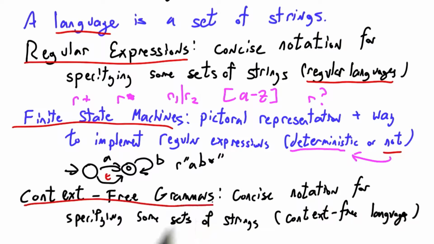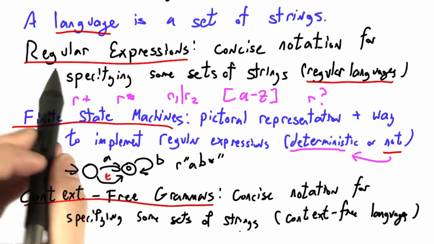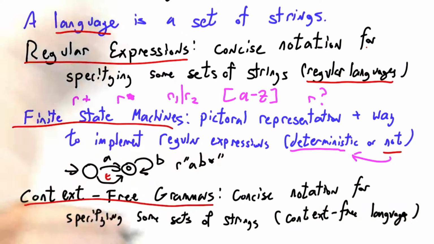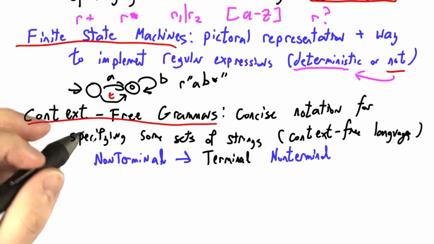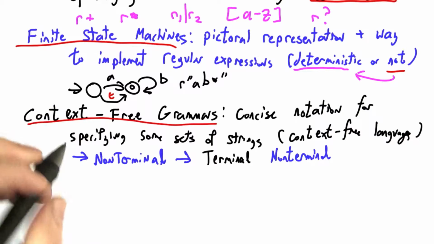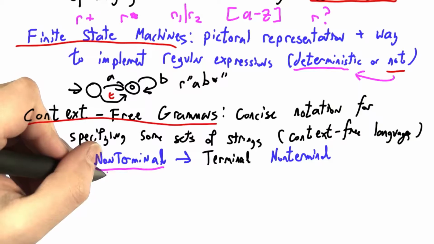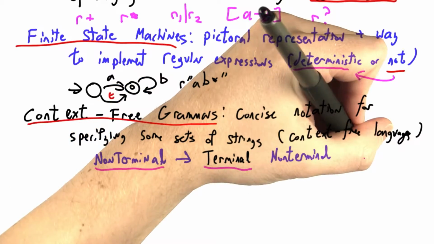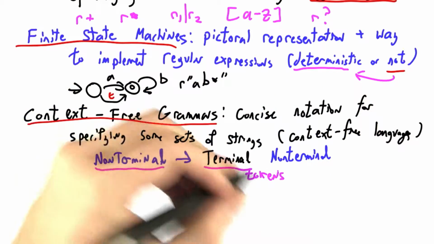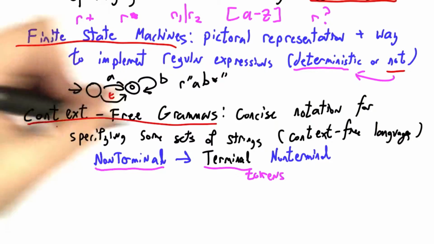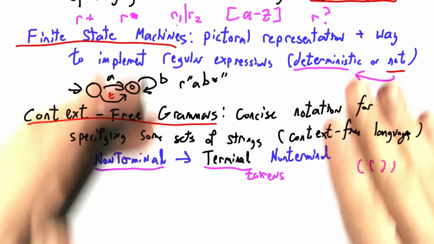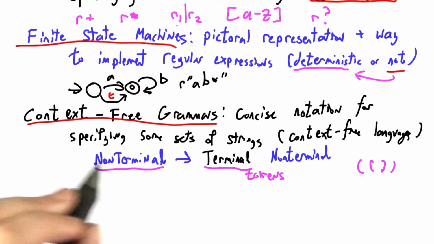Then we moved on to the more powerful context-free grammars, which are a concise notation for specifying some sets of strings. Wait, I thought that's what regular expressions were. Actually, they're both just concise notations for specifying possibly infinite sets of strings. And your typical context-free grammar is just a set of rewrite rules with a non-terminal symbol on the left, an arrow, and then some terminals and non-terminals on the right. And terminals are the same thing as tokens. They're the actual input that we're trying to match. And there's some cool things that we can do with context-free grammars, like matching balanced parentheses, that we could not do. We're certain we cannot do it. It is impossible to do correctly with regular expressions.